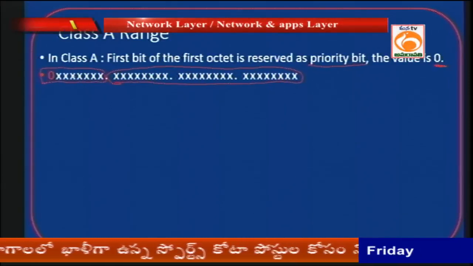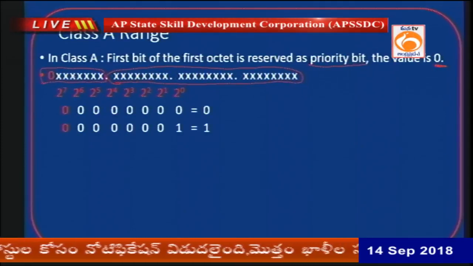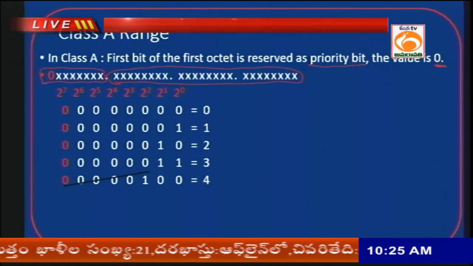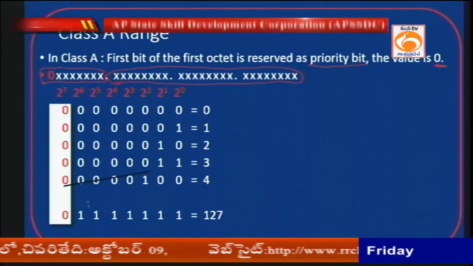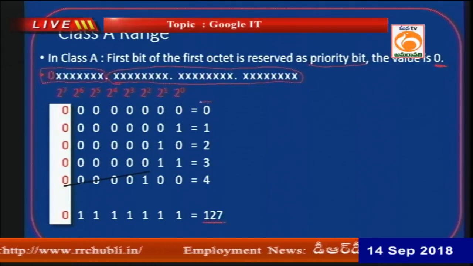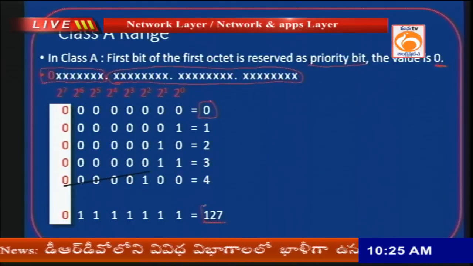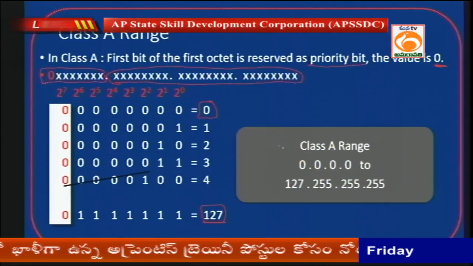So by keeping the first bit value as 0 and the remaining bits when we change, you can observe that the starting address is always 0 and the ending address for class A is 127. So starting address is 0 and the ending address for class A is 127. So this happens to be the range of IP addresses for class A.